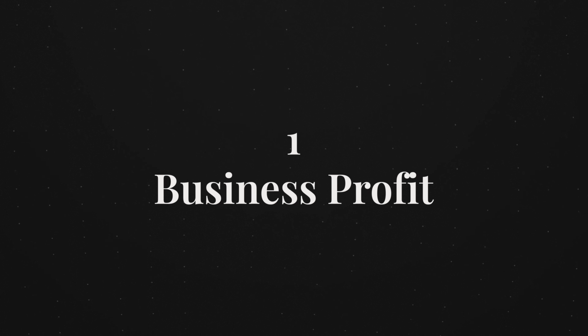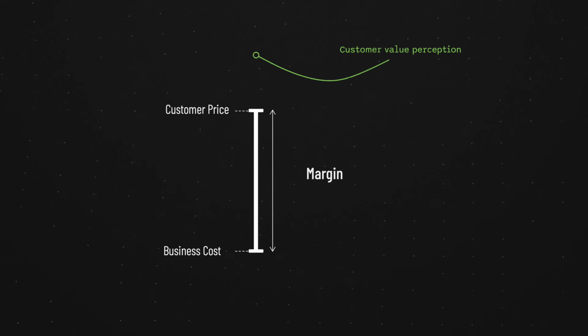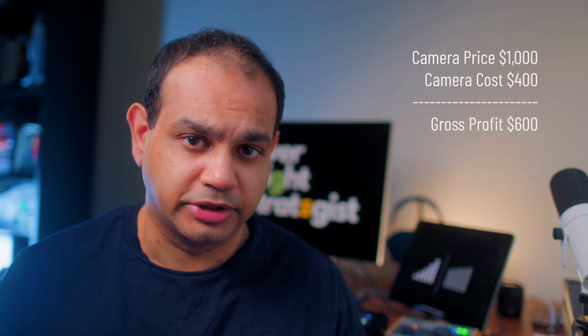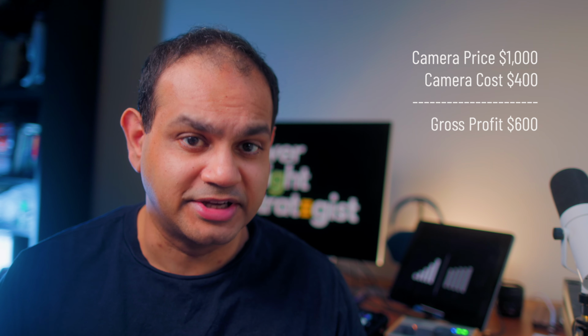1. Business profit. We are all familiar with this one. This is simply the price less the cost. To expand profit, we can either increase price or decrease costs, but there's a limit. On the top, the limit is value perception of the customer, and at the bottom, the limit is supplier costs. Let's say you're a camera company and you sell your camera for, let's call it, $1,000, and it costs you $400 to make the camera. Then your gross profit is $600.